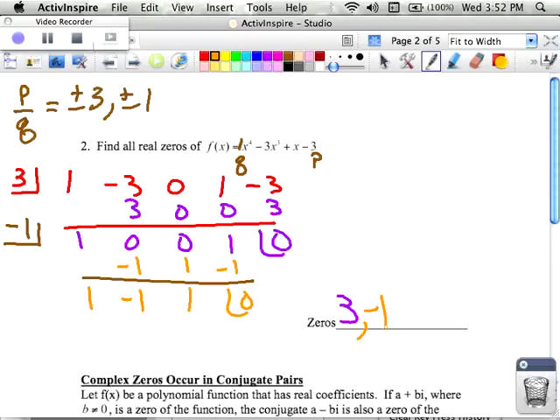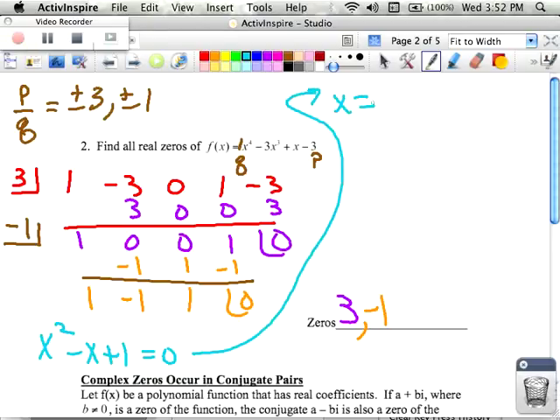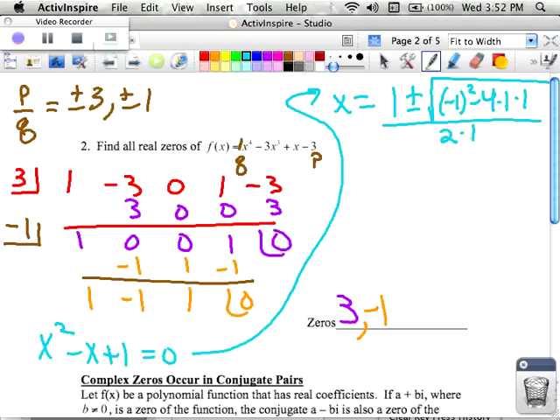And this stuff that's left over on the bottom is representing x squared minus x plus 1, which means I have a quadratic, and I can use either factoring or the quadratic formula. Factoring does not work, so I'm going to use the quadratic formula when I set it equal to 0. And if I do that, what ends up happening is I get x equals the opposite of b plus or minus the square root of b squared minus 4 times a times c, all of that all over 2 times a. And when I simplify, that means that I have 1 plus or minus the square root of 1 minus 4, which is negative 3, all over 2.